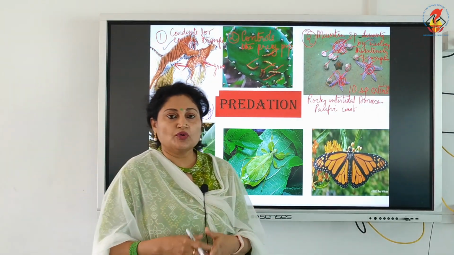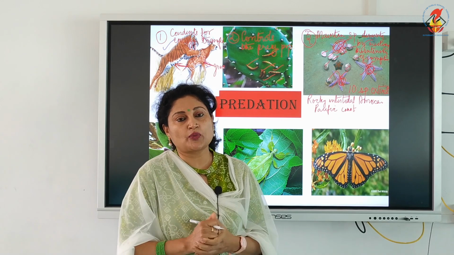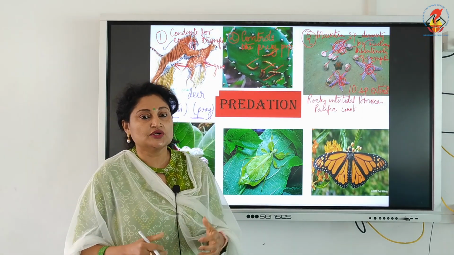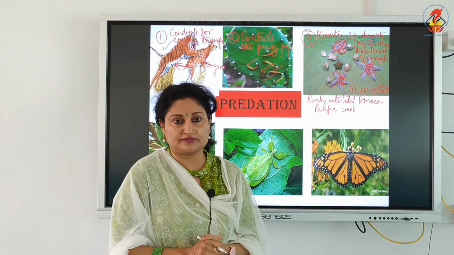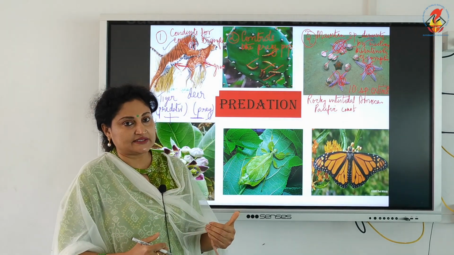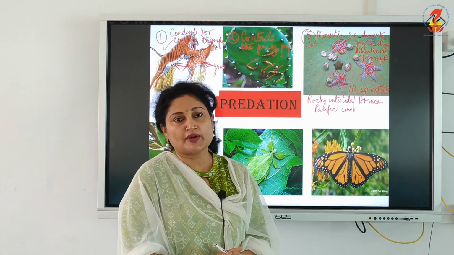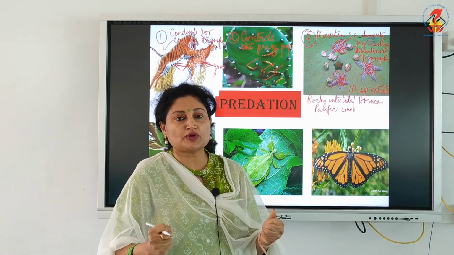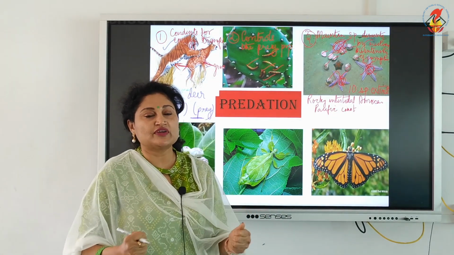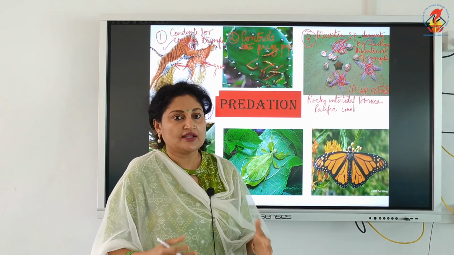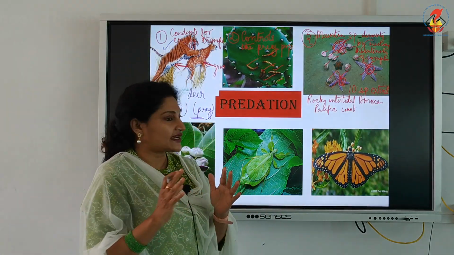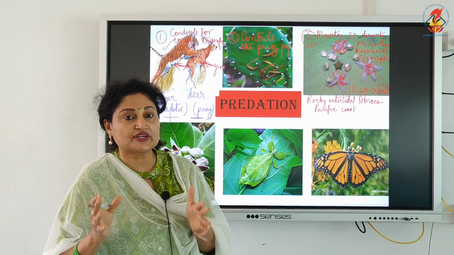Now, as I told you, both animals and plants are equipped with strategies to reduce predation. Animals are being predated, and in plants, as I told you, herbivory is also a form of predation. So plants also are equipped with strategies to defend themselves against predation. Let's analyze the strategies opted in animals to reduce predation.